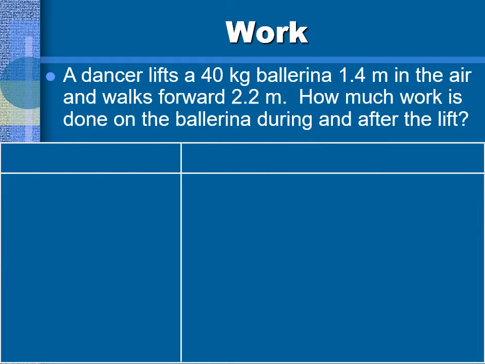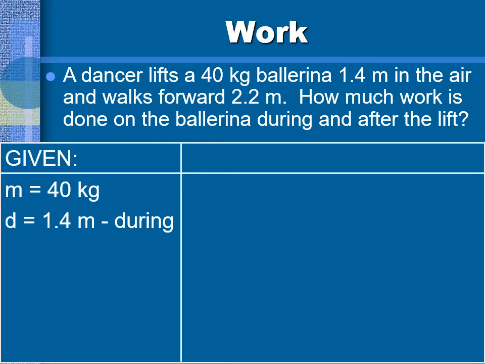45 joules. Our second practice problem has a dancer lifting a ballerina and then moving forward. Notice there are two different directions here, up and forward. Let's write out our givens. Mass is 40 kilograms, and there are two distances, right? The one upward, 1.4 meters, and the one forward, 2.2 meters.